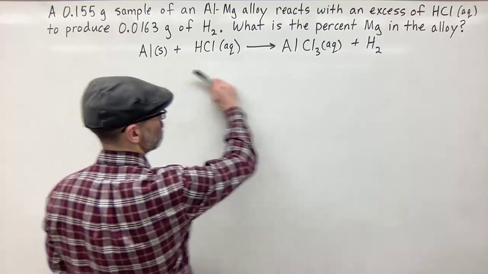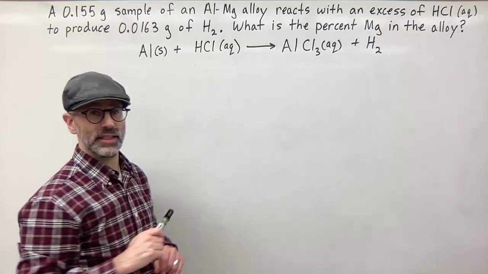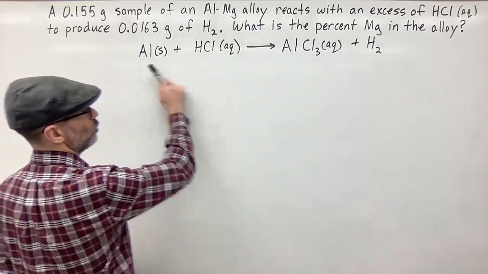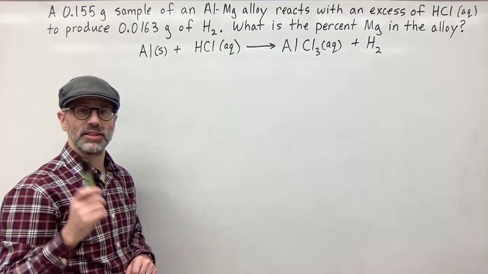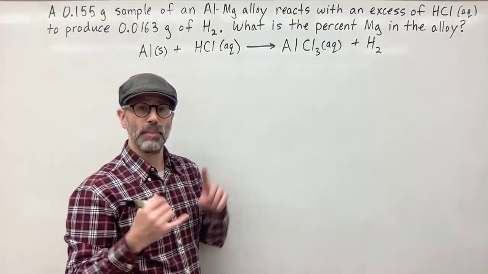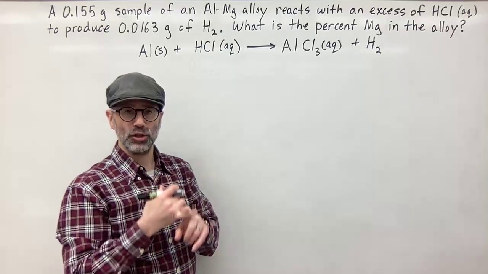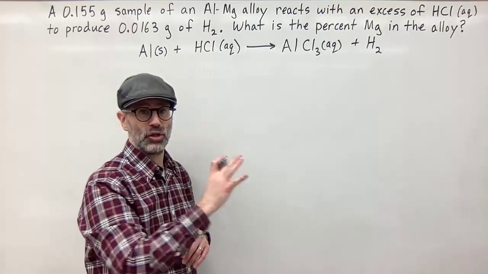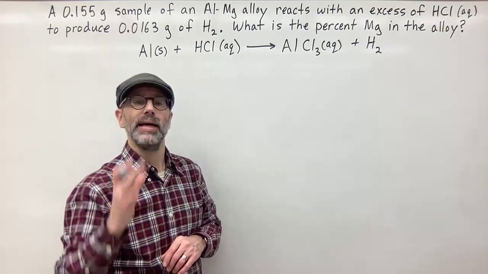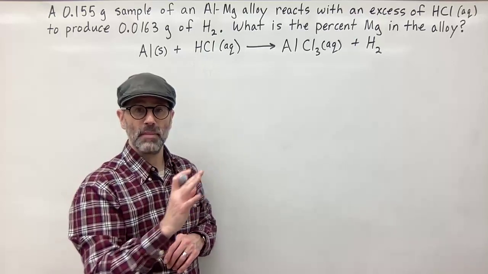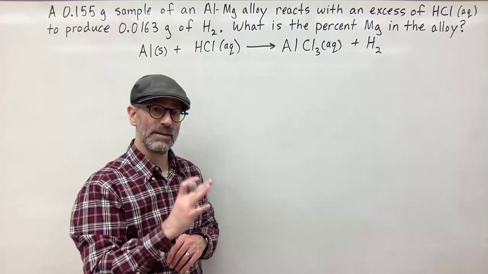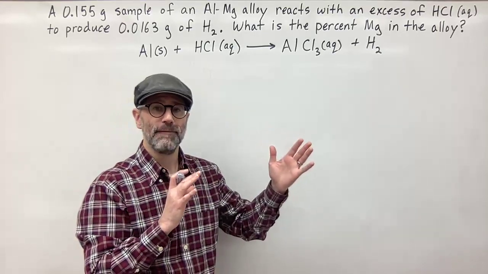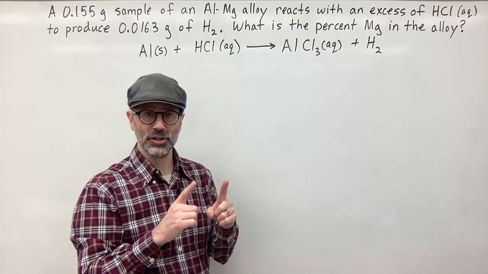Okay, so now that I have the products and reactants and the right formulas, I have to balance the equation. So I have one aluminum, one aluminum. Always balance the metals first, right? So when you're balancing chemical equations, metals before nonmetals, that's a general rule. So I'm going to balance metals before I balance nonmetals. Then, once the metals are balanced, I'm going to balance the nonmetals. When I'm balancing the nonmetals, I balance everything first except for hydrogen and oxygen.